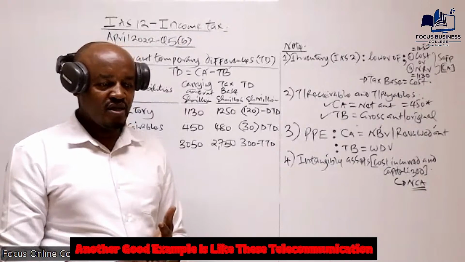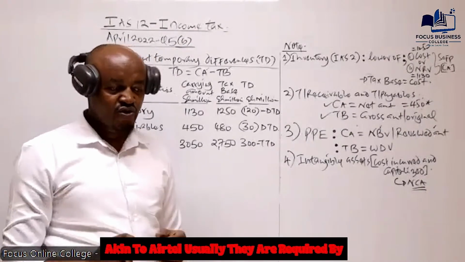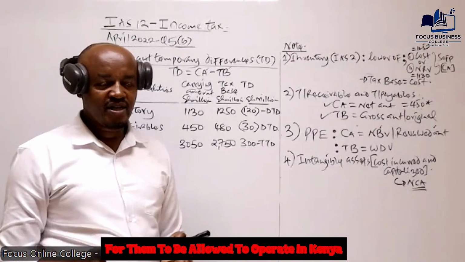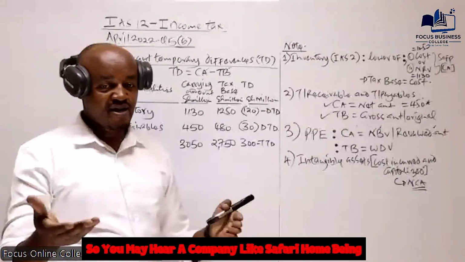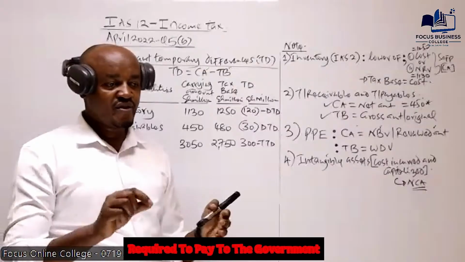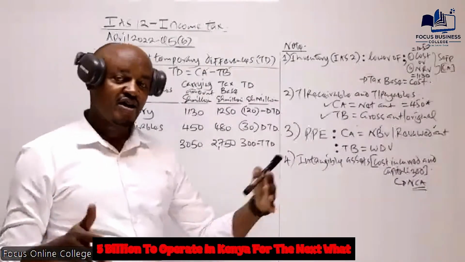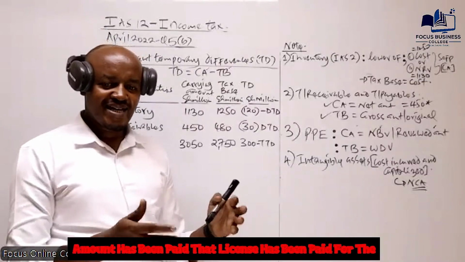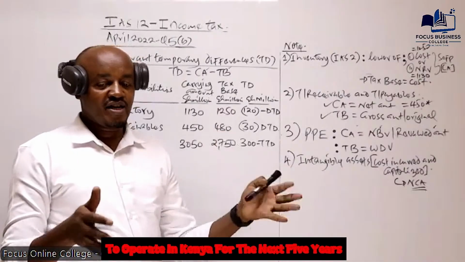Another good example is these telecommunication companies, like Safaricom, like Airtel. Usually they are required by the Communication Authority for them to be allowed to operate in Kenya. They must pay a license for the next 5 years. So you may hear a company like Safaricom being required to pay the government a license of 5 billion, 5 billion to operate in Kenya for the next 5 years. It is obvious that once that license has been paid, it will enable the company to operate in Kenya for the next 5 years.